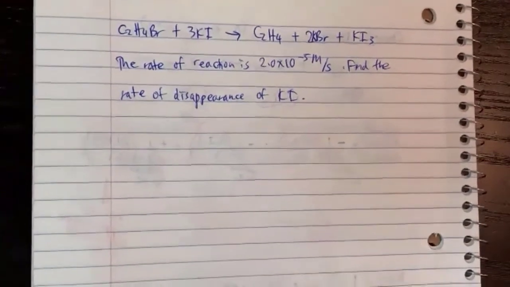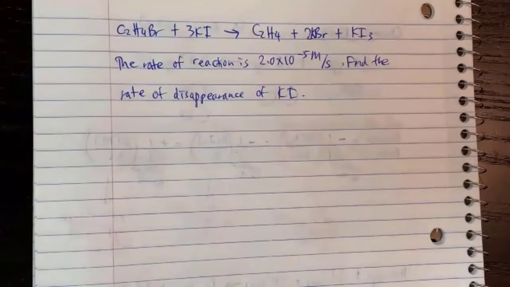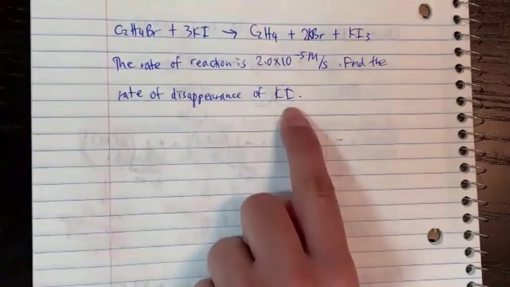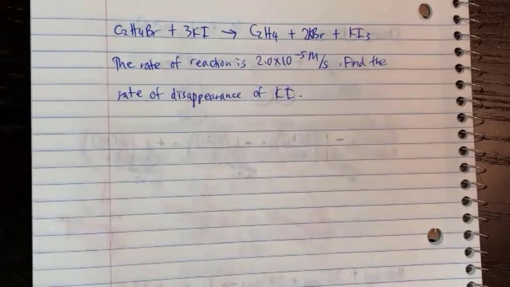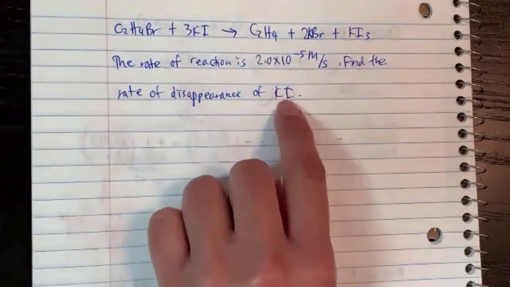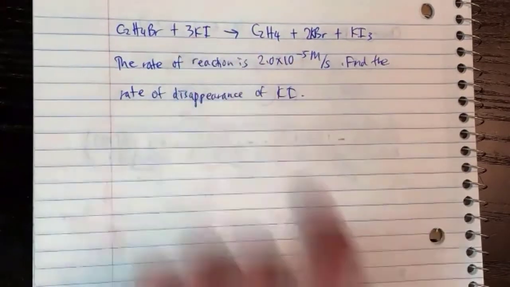That's one question here. Then we'll do another one after this. So they told you the rate. They asked you to find the rate of disappearance. So we can put it in the equation. Basically, we'll write the rate formula using KI, which is one of the reactants.